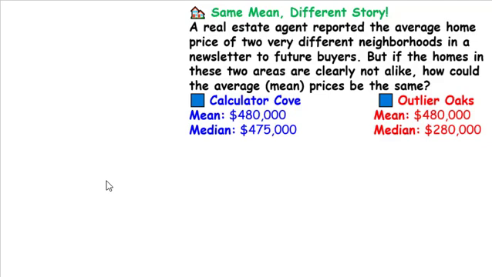Same mean, different story. A real estate agent reported the average home prices of 2 very different neighborhoods in a newsletter to future buyers. But if the homes in these 2 areas are clearly not alike, how could the average mean prices be the same?